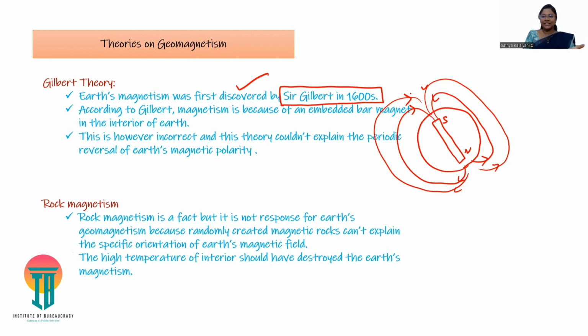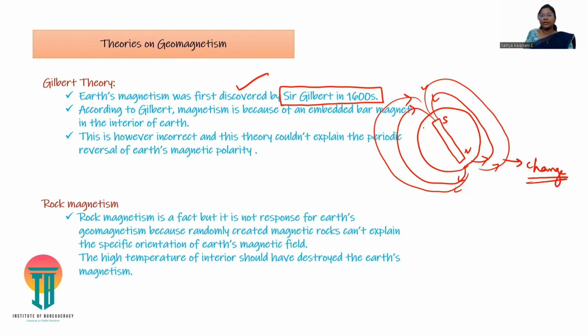How relevant is this theory now? It is very inaccurate to describe the Earth's magnetic field because it is subject to change. If there is a permanent magnet inside, then the magnetic field lines should be permanent, and the magnetic properties should also remain the same. But in the case of Earth, that is not so. We now know there are reversals of poles happening, a very evident thing happening now.